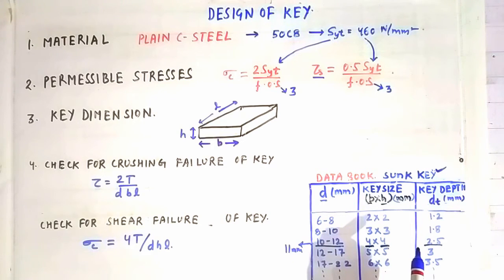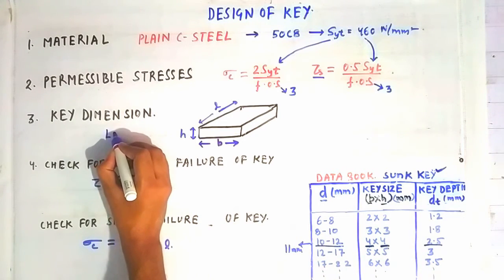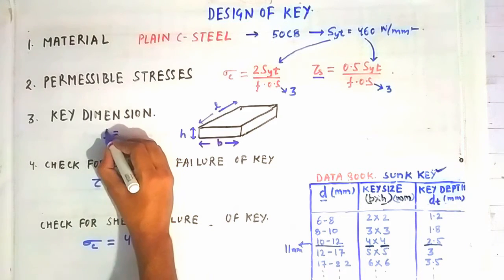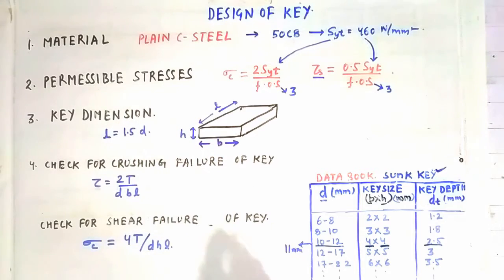So you are now able to select the dimension of the key based on the diameter of the shaft. Based on the range of the diameter of the shaft, you can select the dimension of the key from this table. Now after that you have to find out the length of the key. The length of the key can be given by this empirical relation: length of the key is equal to 1.5 times the diameter of the shaft.